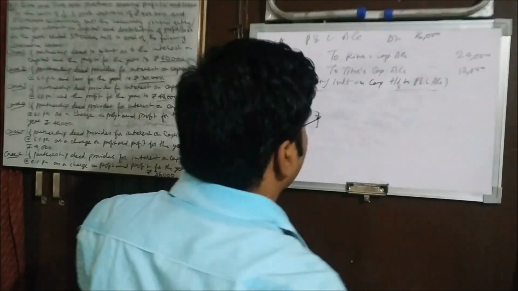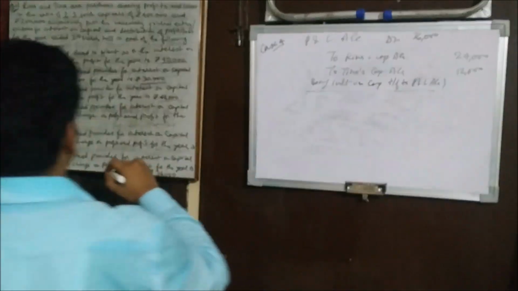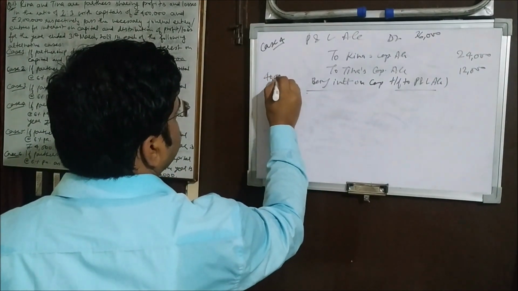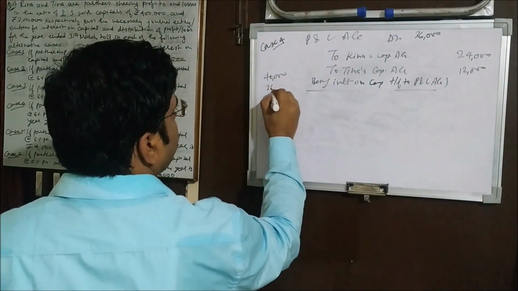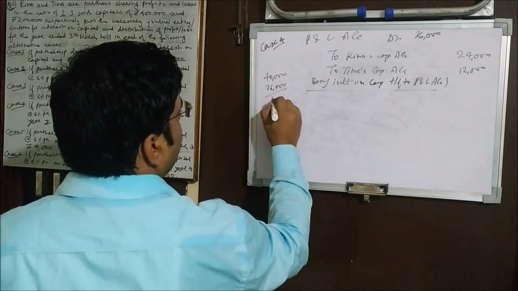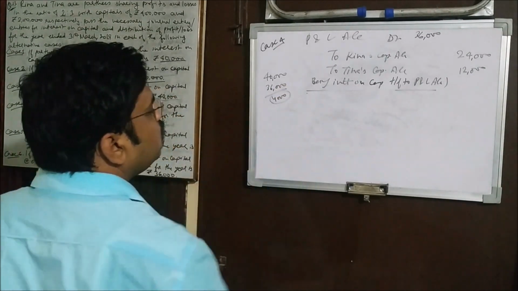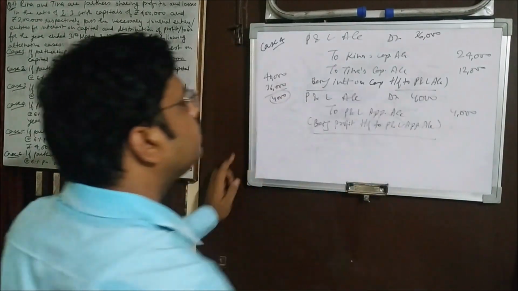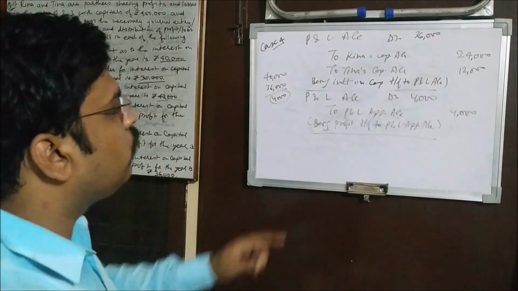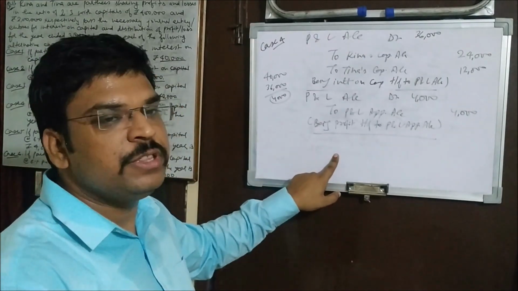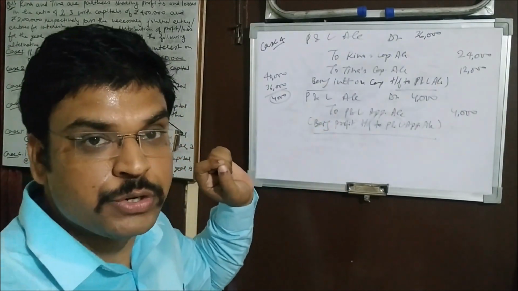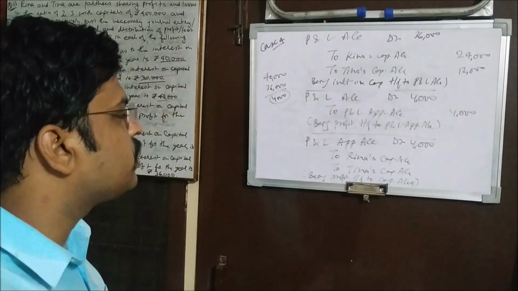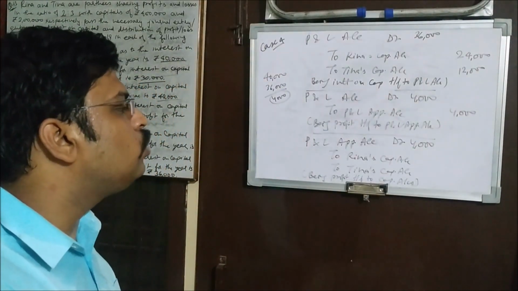Now what happens? We had how much amount of profit? 40,000. Out of 40,000 in the profit and loss account we have distributed 36,000. How much is left? 4,000. So now only 4,000 will be transferred to the profit and loss appropriation account. Now this 4,000 will be distributed between the partners in the profit and loss appropriation account. So what will be the entry? Profit and loss appropriation account debit to Rena's capital, to Tina's capital.